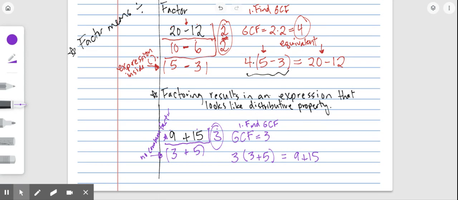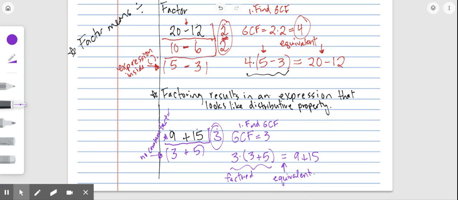So again, if I were to solve the stuff on the left-hand side, it's going to be equivalent to the stuff on the right-hand side. Okay? So this is my factored version. Factored. Okay? Now you might be asking, why on earth would I factor something if it's just as good with 9 plus 15? Well, that's a great point.